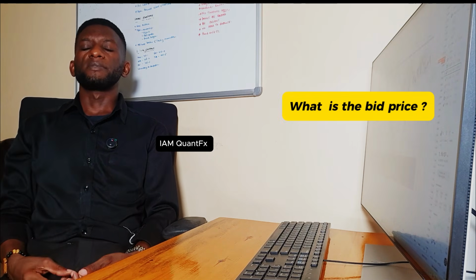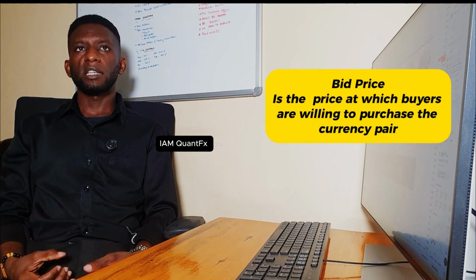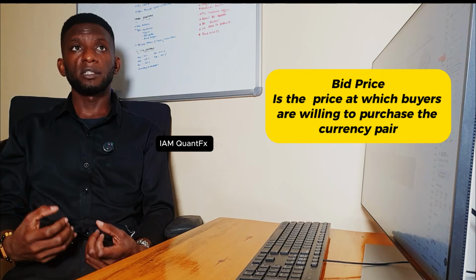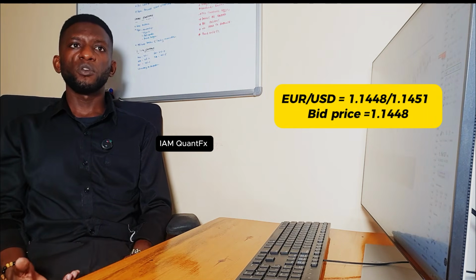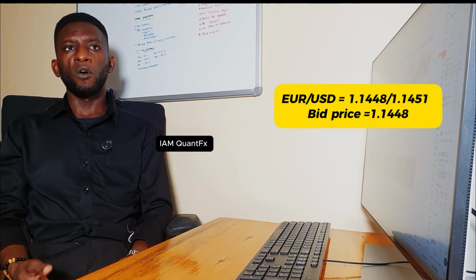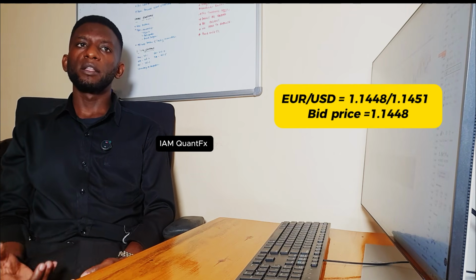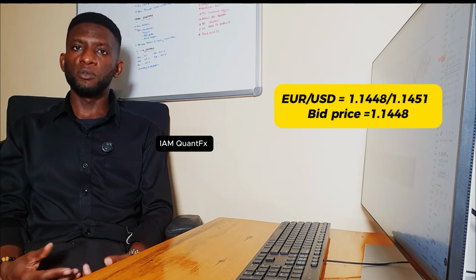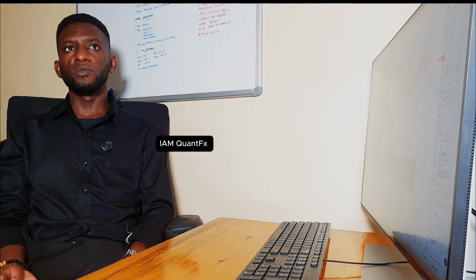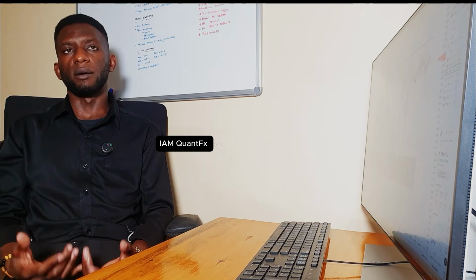What is the bid price? The bid price is the price at which buyers are willing to purchase the currency pair. It is the price at which you can sell. Let's take an example. If Euro/USD is quoted at 1.1448/1.1451, the bid price is 1.1448. If you want to sell the euro, your trade will be executed at the bid price.